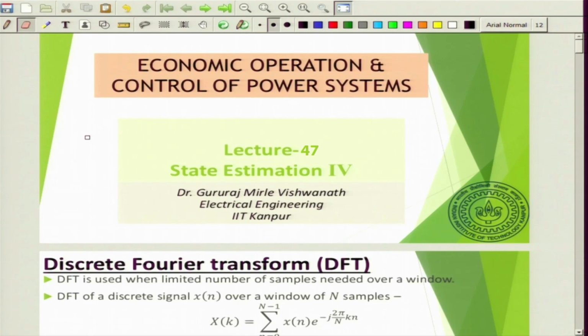Good morning and welcome you all to the NPTEL online course on economic operation and control of power systems. We will continue our discussion with respect to state estimation.